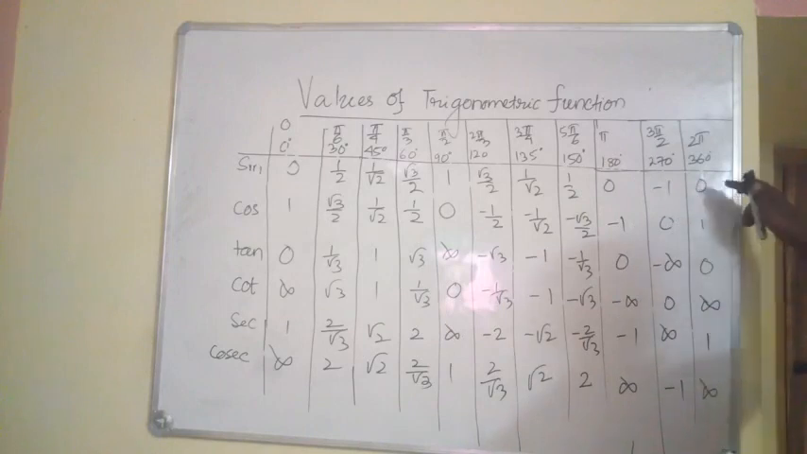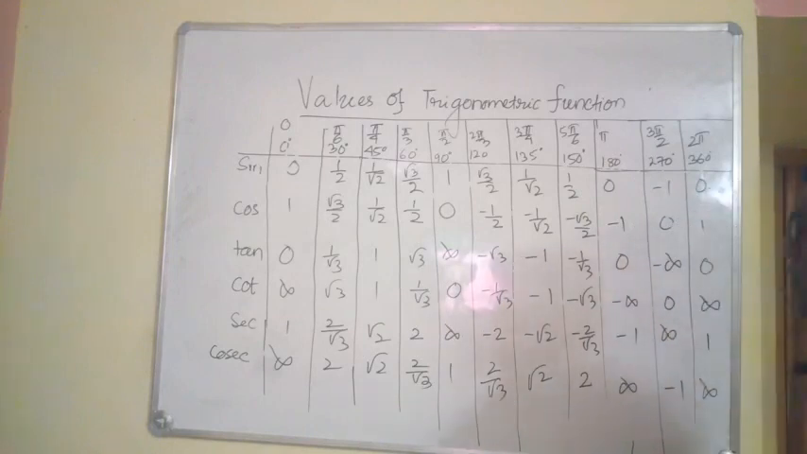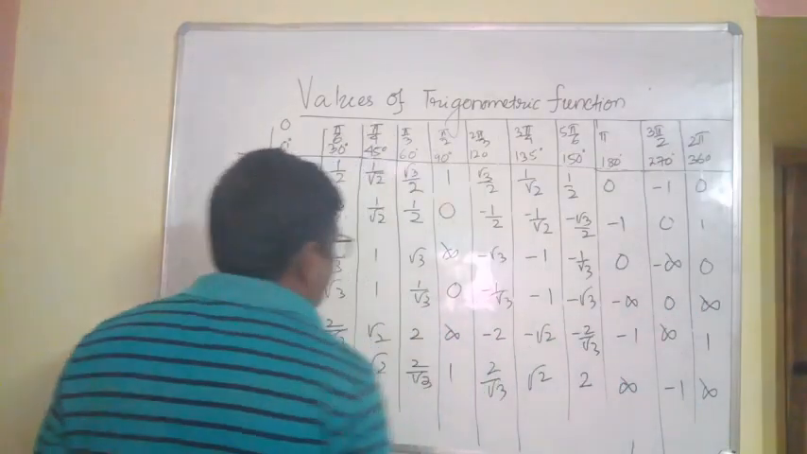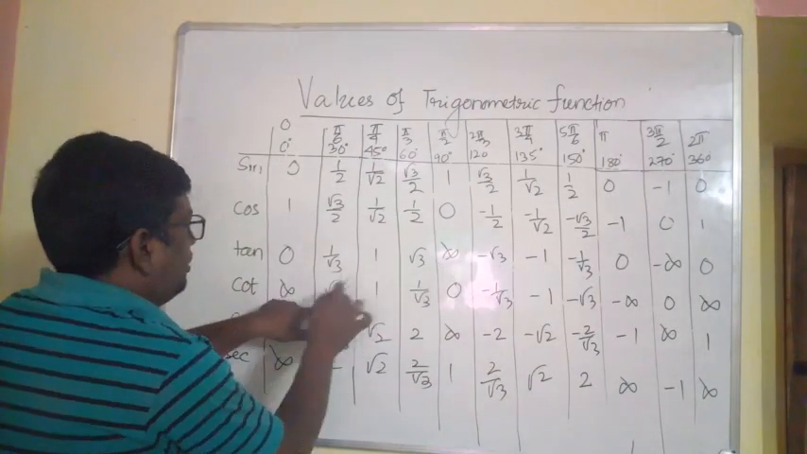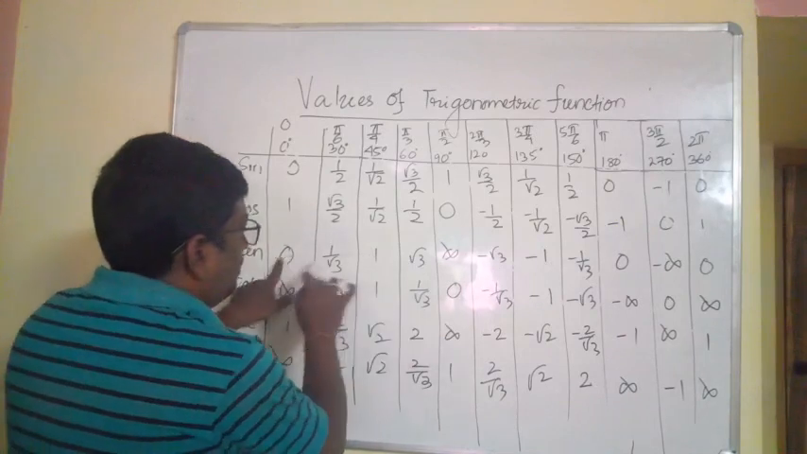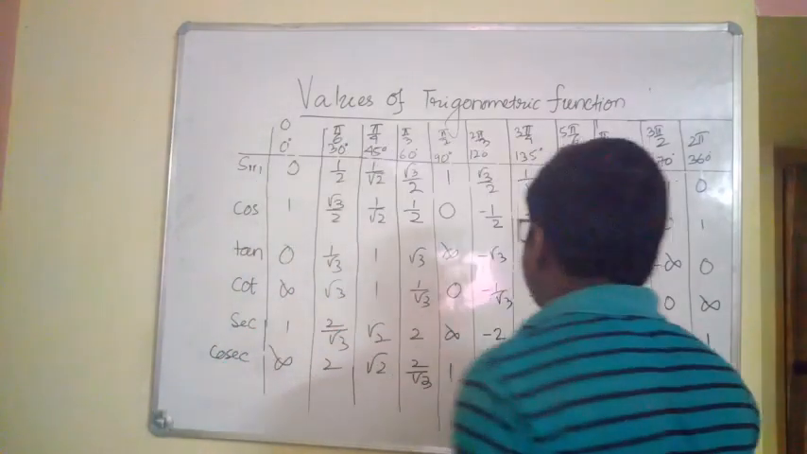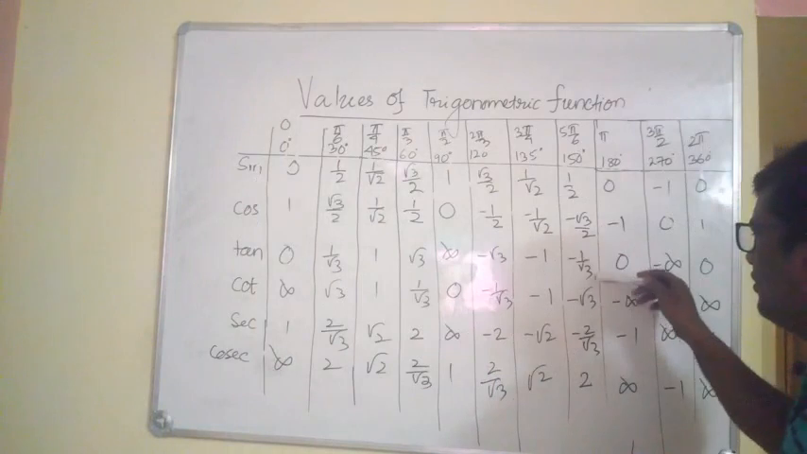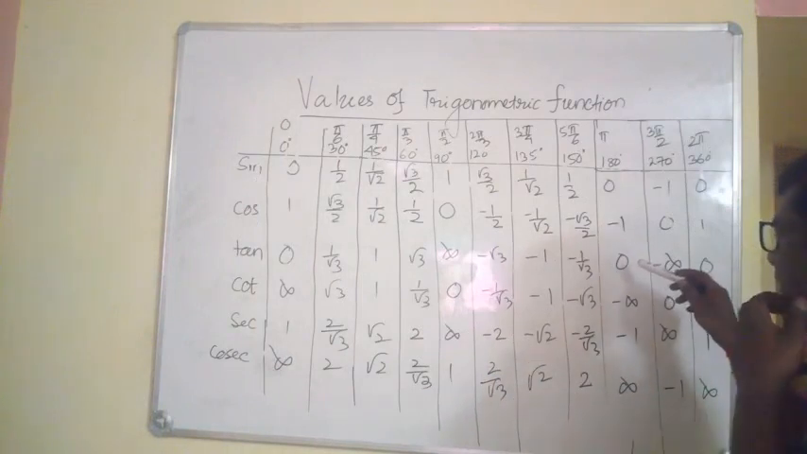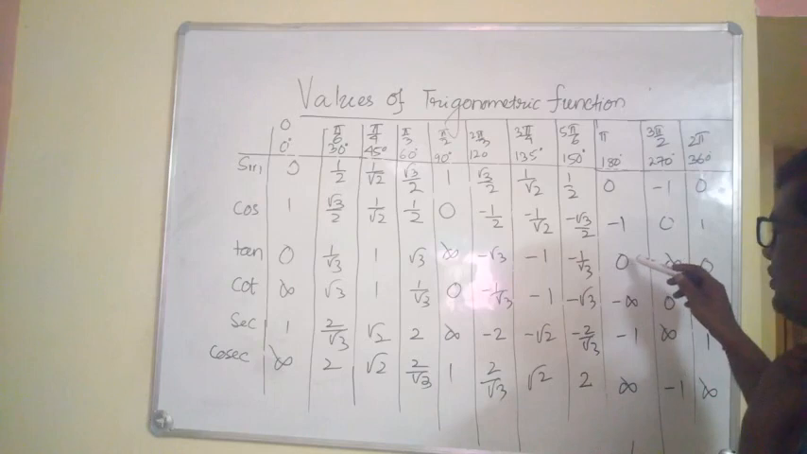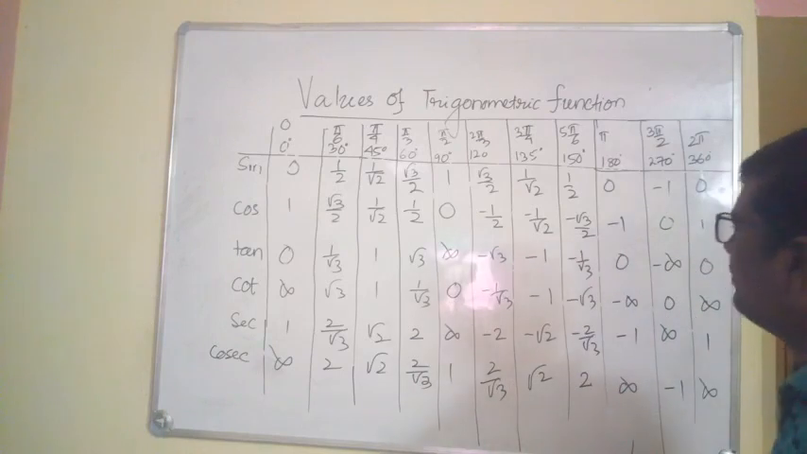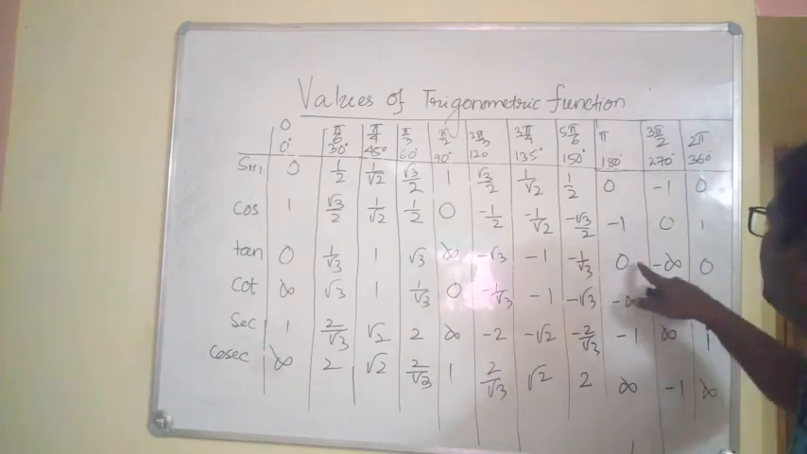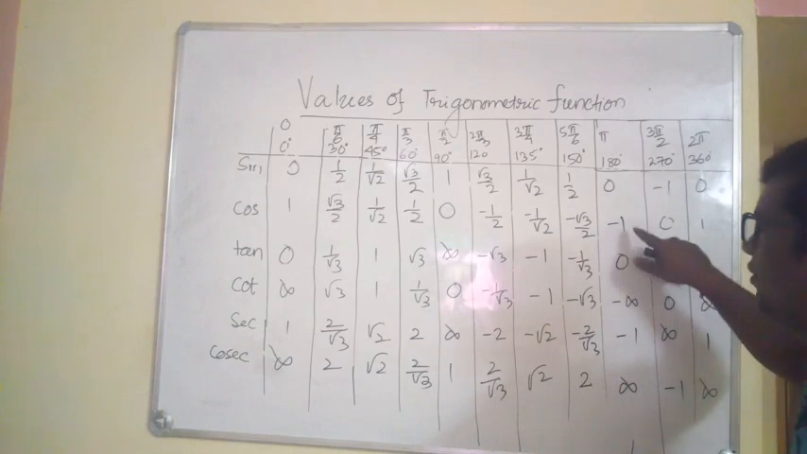Minus 1 by 0 is minus infinity, 0 by 1 is 0. Now write the values again: at 90 it is infinity, then root 3, then 1, then 1 by root 3, then 0. The reciprocal of this gives cot: minus 1 by root 3, minus 1, minus root 3, and at pi, cot pi is minus infinity.